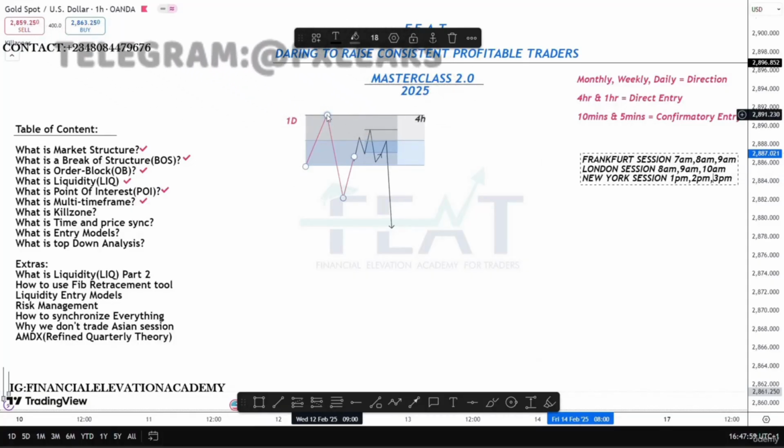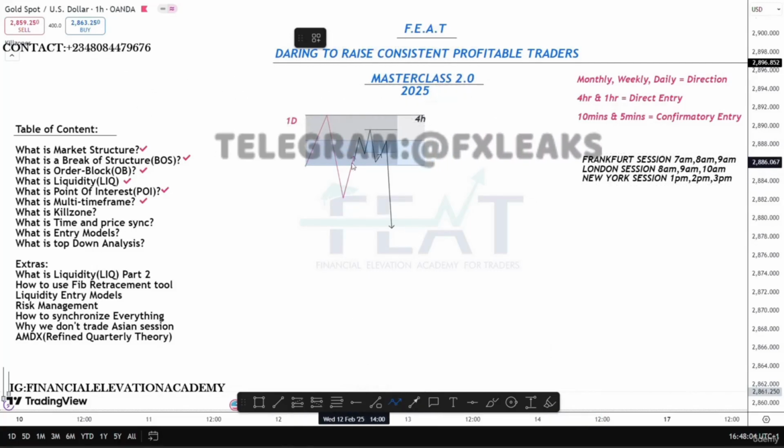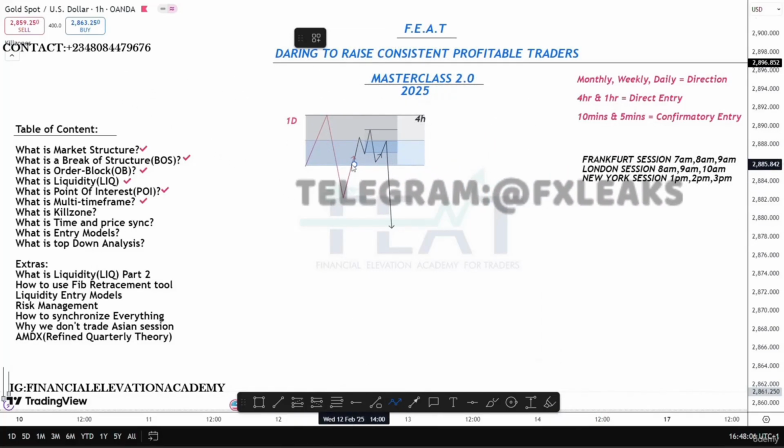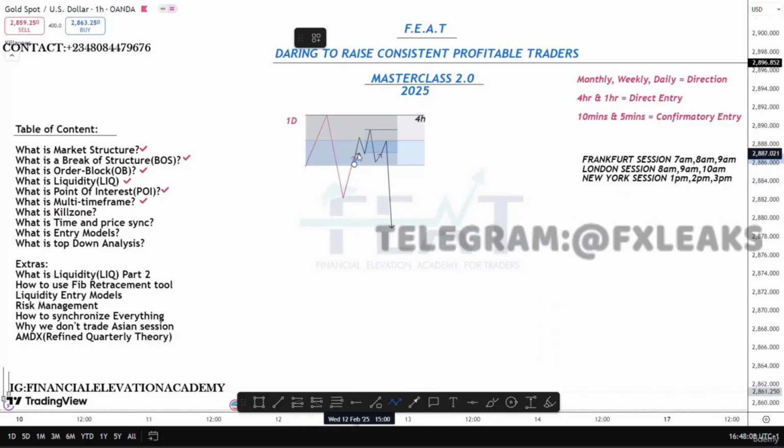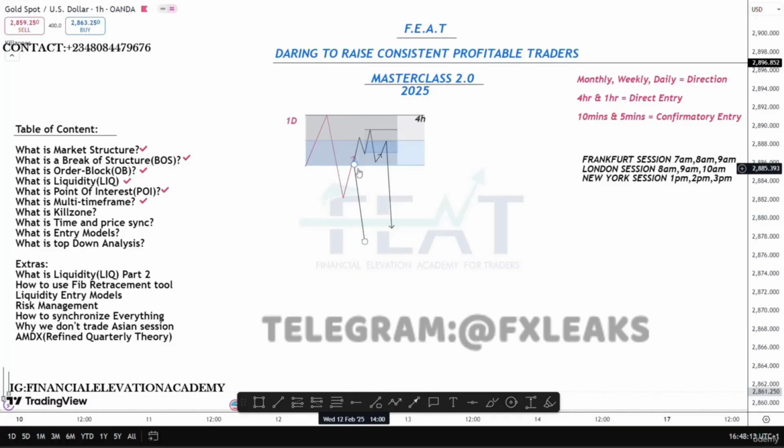Okay, sometimes it may just even come for this POI1, and maybe 1 hour will give you a sell break of structure here, and it will just drop. Yes, it does that a lot.